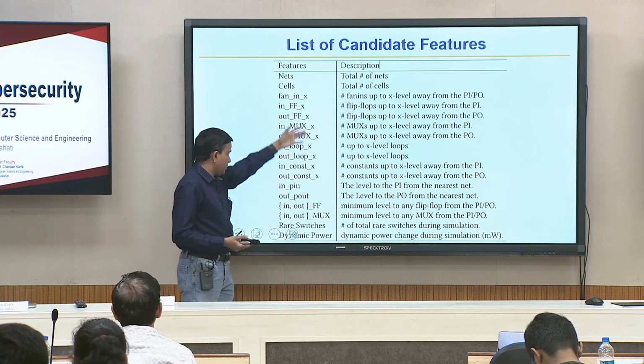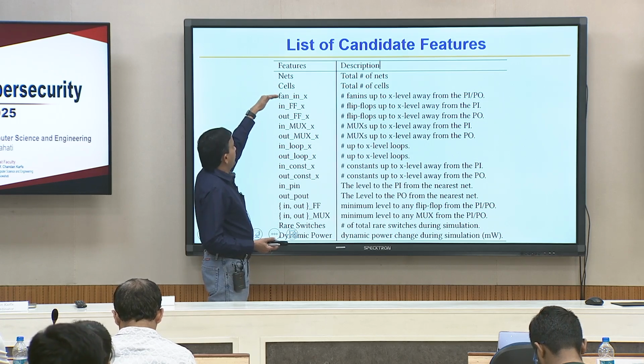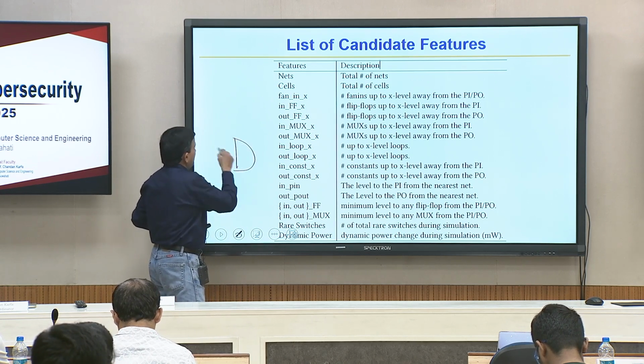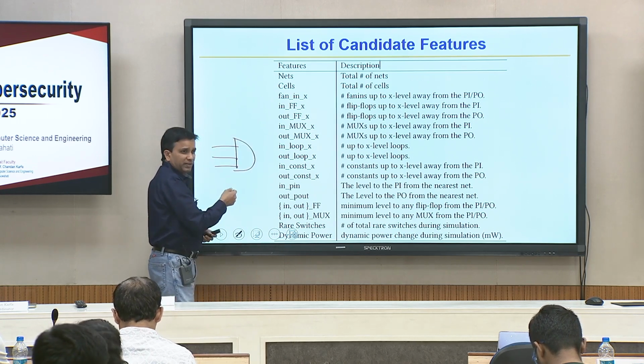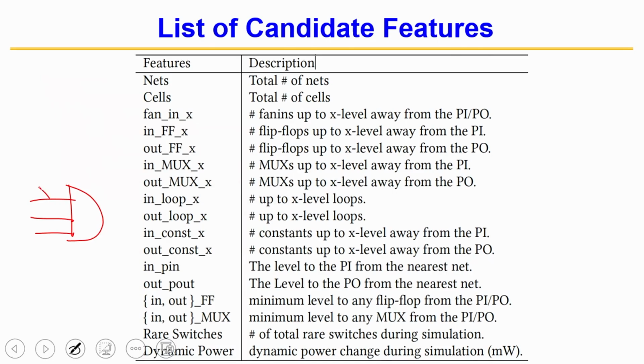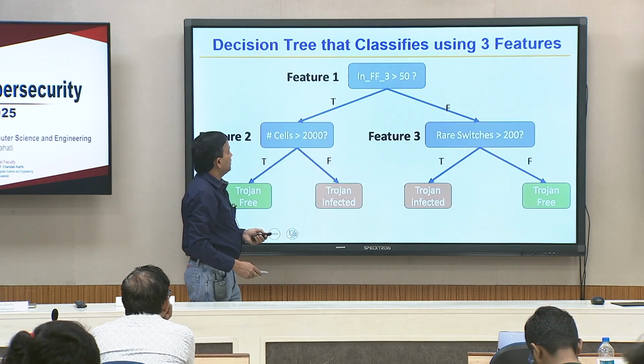And here, because it is a hardware design, the features are the number of signals or nets, number of cells or gates, and fan in, meaning how many fan in it has. If this is an AND gate, the fan in is 3, because it is coming from other logic. And fan out is when it is going to other logic. If this is going to 2 other gates, we call it a fan out of 2. If it is coming from 3 other places, the fan in is 3. Similarly, the number of flip flops and multiplexers and so on, lots of parameters. Those are basically the features.